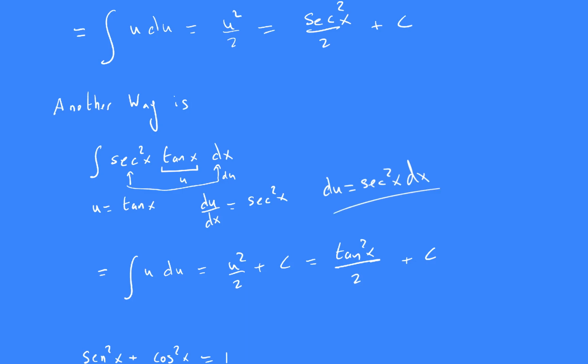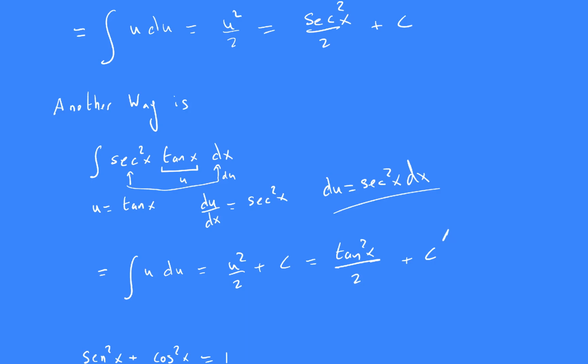Now I will use substitution. We have u du. Remember that u is tangent of x in this new way to do it. It will be u squared divided by 2 plus c. But u is tangent of x, so it will be tangent squared of x divided by 2 plus c. And now this is our new solution. So you would say, is tangent squared divided by 2 plus c equal to secant square of x divided by 2 plus c prime?